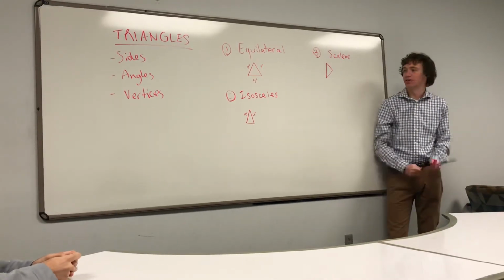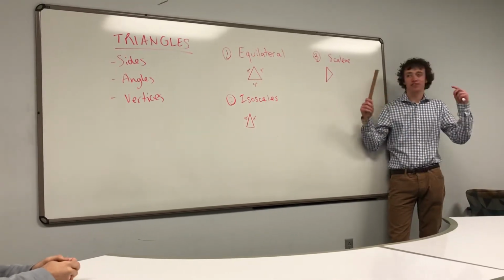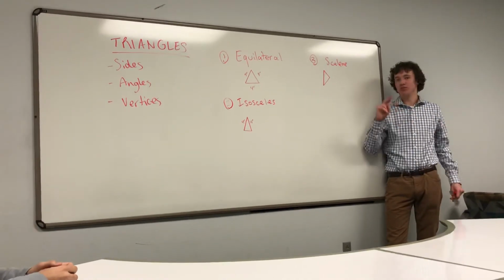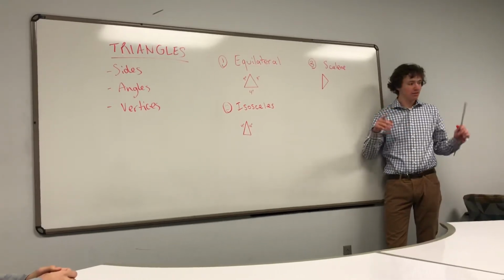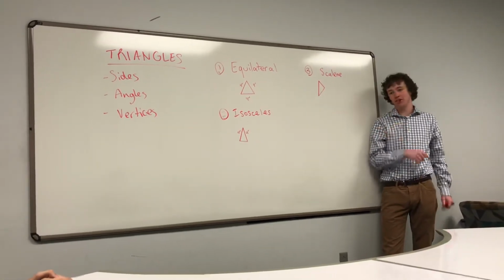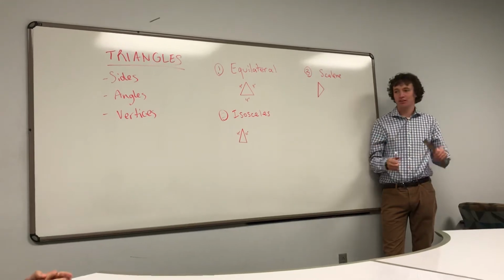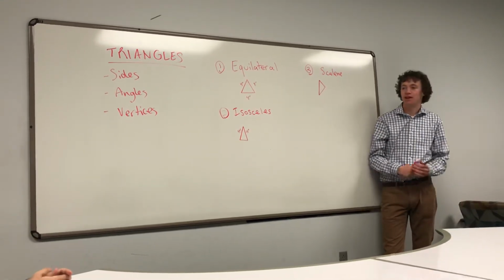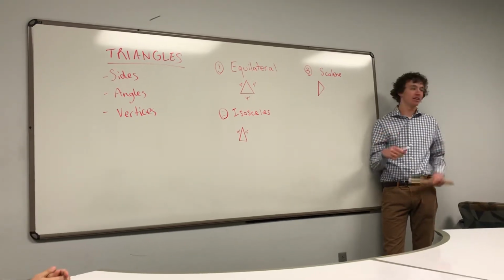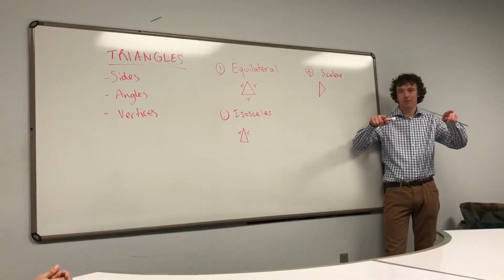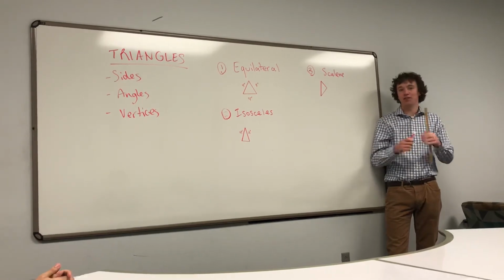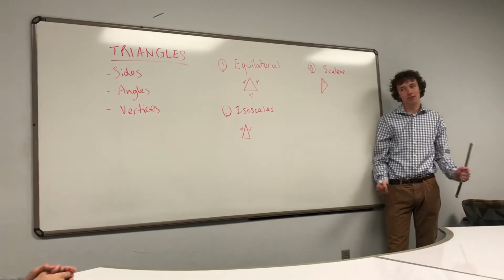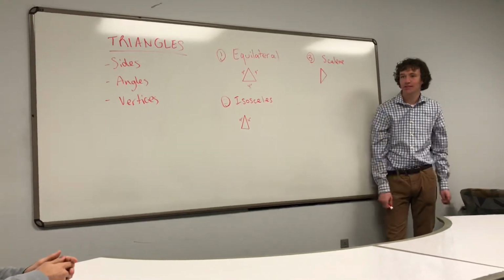Isosceles is very similar. We'll go isosceles, isosceles. That is when 2 of the 3 sides are the same and angles are the same. And finally, scalene, also similar rhyme. It's scalene, scalene. That is when none of the sides are the same and angles are the same.